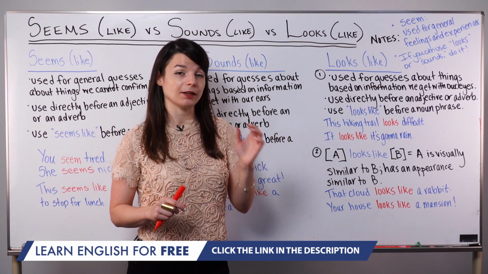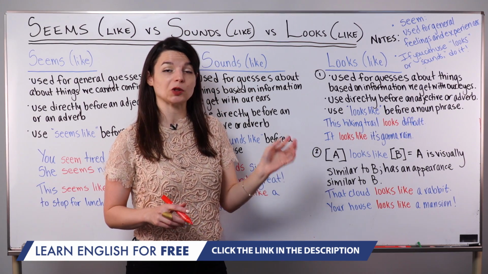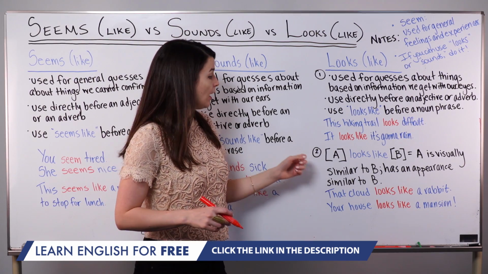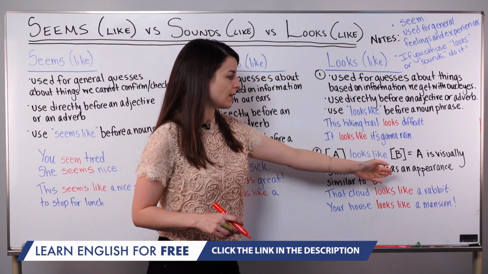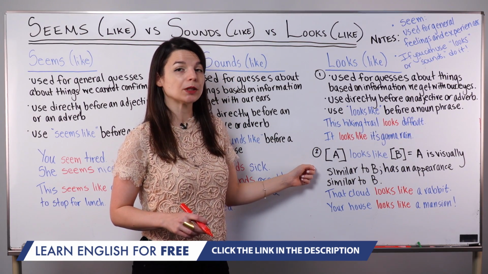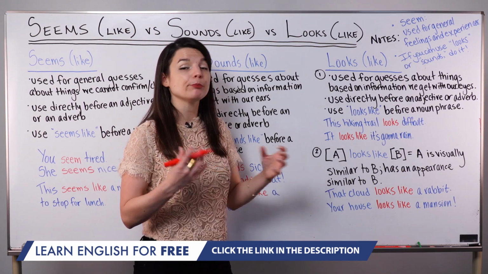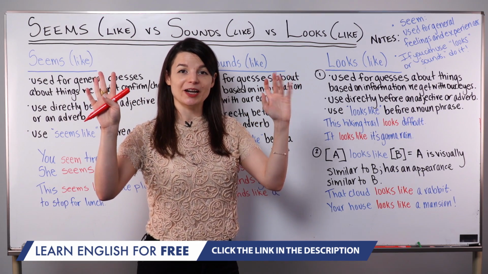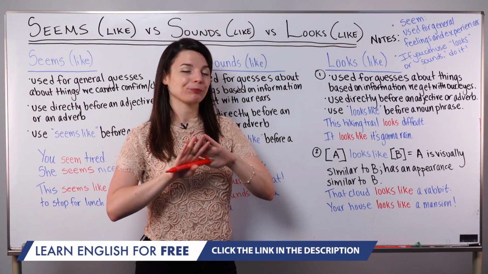We use like here. But as I mentioned, there are actually two different ways of using looks like. And this second one you need to be careful of. The pattern that we use here is A looks like B. So this means A is visually similar to B. Or that means A has an appearance similar to B. So these two things share an appearance. A looks like B. They look the same.